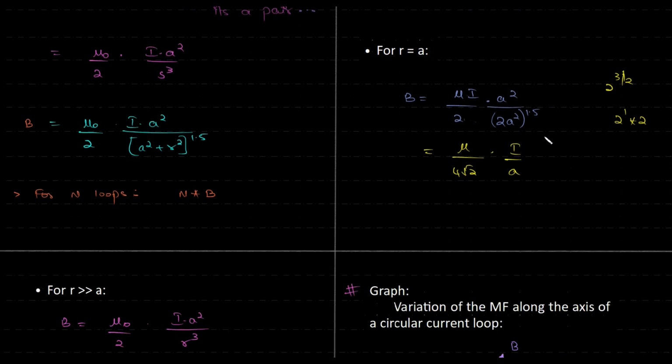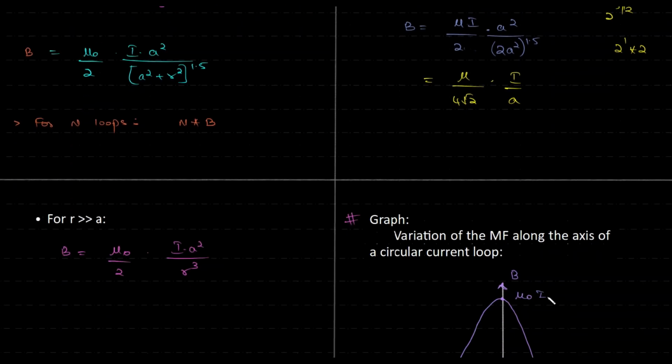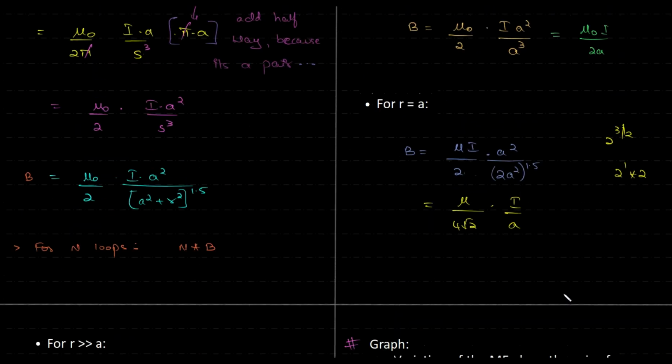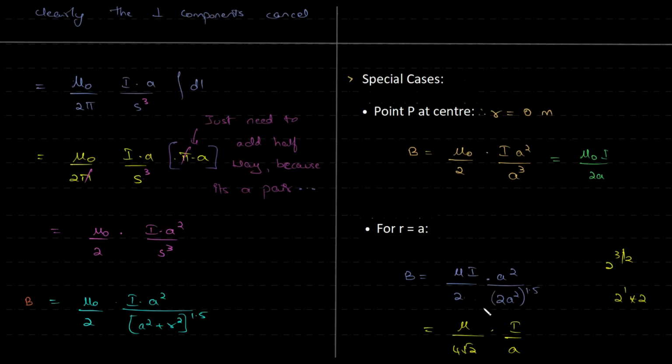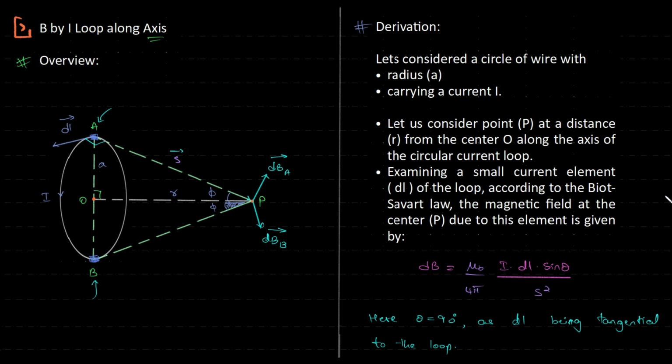So that would be your expression. Please write your expressions over here. So mu naught I by 2a, right? And this is mu naught I by 4 root 2 a, and all of that when r is equal to a, maybe somewhere over there. So same expression. And here it is reducing at a rate of r cube, far away. So that's that. Okay, now it's time for you guys to pause and write.